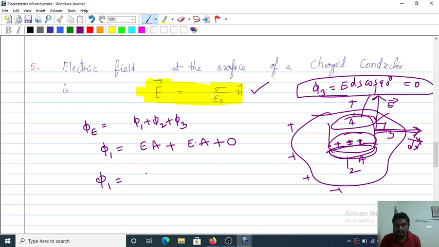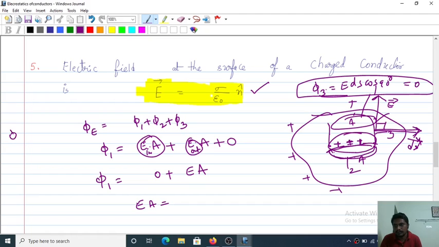What about the electric field due to the inner part? Inside the conductor the electric field is 0. This is inside, this is just outside. Inside the conductor the electric field is 0, therefore there is no contribution from the bottom area. The electric field outside gives simply E into A.